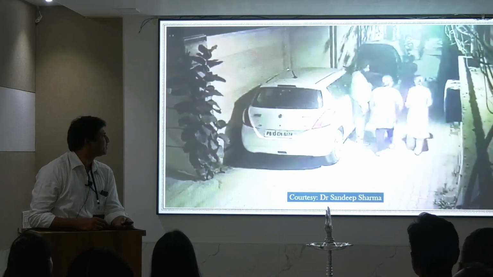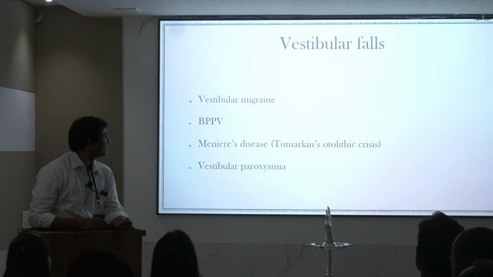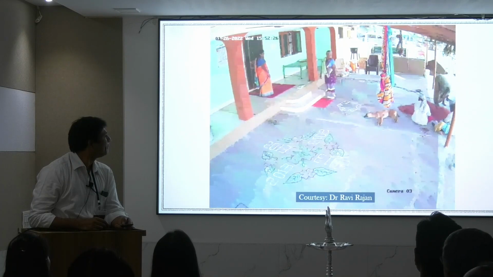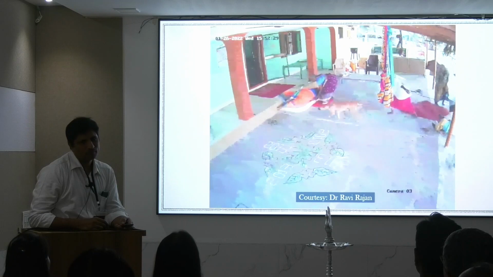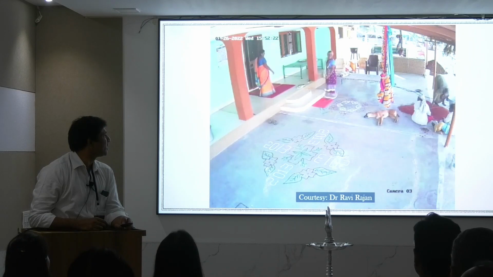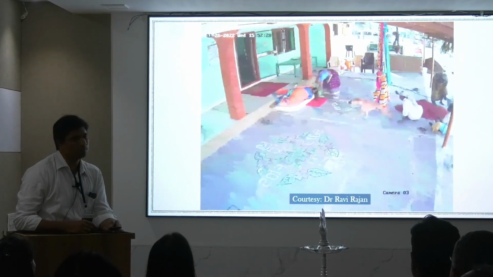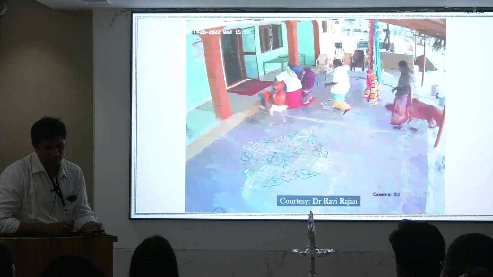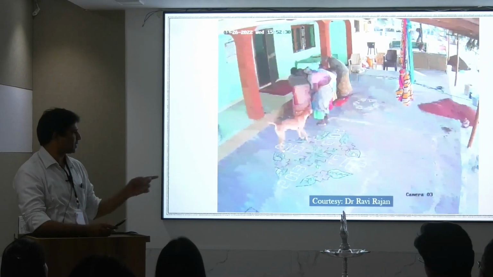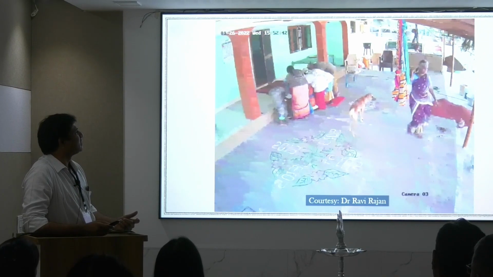Okay? Yes. So we'll go to the next one. Actually, I will just see again. Yes. So she is being pushed, okay? Cries. So there are possibly vestibular falls. So what are the 4 differential diagnoses of vestibular falls? There is migraine, there is Tumarkin's otolithic crisis, there is vestibular paroxysmia, and BPPV.